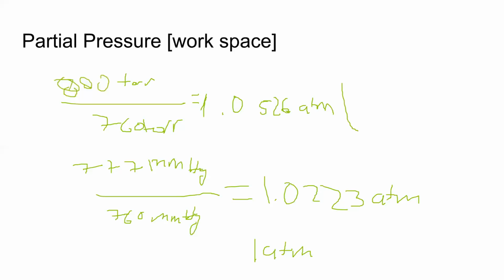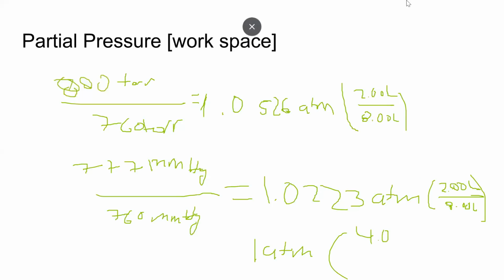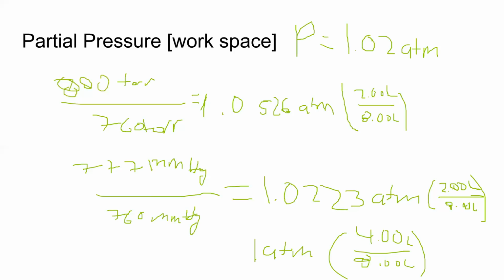And then after that, you just multiply each of these by the volumes. So 2 liters in the first one over 8 liters, which is the final one. This one is 2 liters divided by 8 liters. And this one's 4 liters divided by 8 liters. When you add all of these up, the total pressure should equal around 1.02 ATM. So that's the total pressure in your container. All right, so why don't we just clear everything?